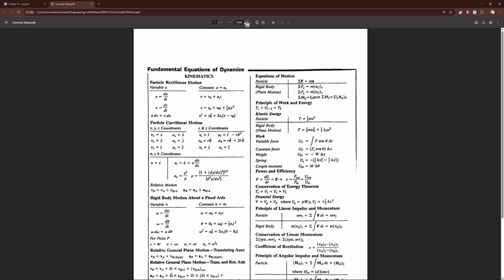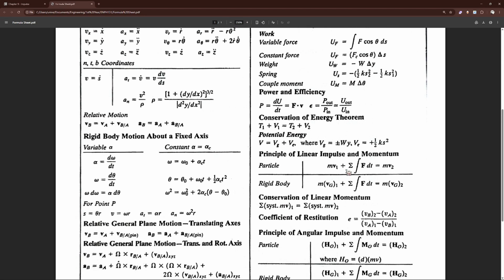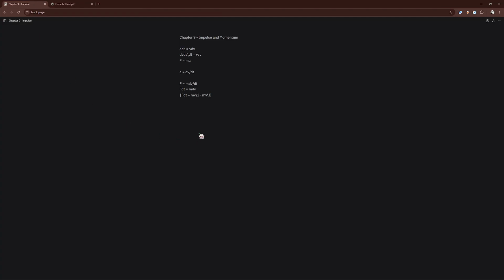So if we look at the formula sheet, here we have the principle of linear impulse and momentum. As you can see, they took the mv1 and put it on this side. So mv1 plus this integral of force dt is equal to mv2. And there's also this for rigid bodies, but it's the same thing, just your velocity is whatever sub g means. So that's all there is for it. We give the impulse a variable, I. I is equal to impulse. So I is equal to the integral of F dt, which is equal to mv2 minus mv1.